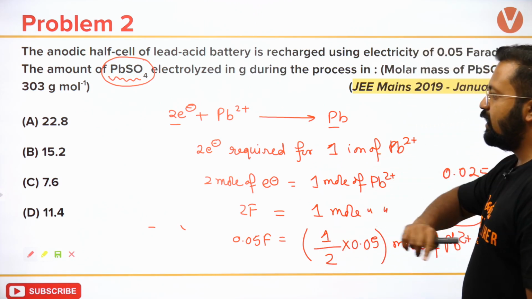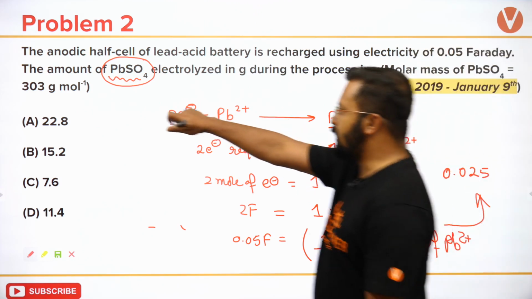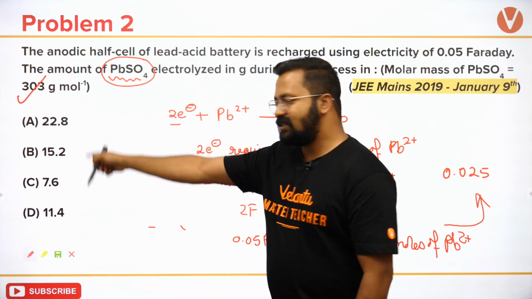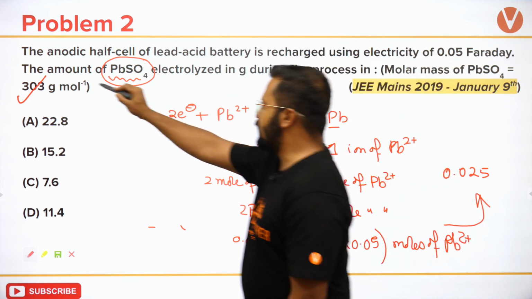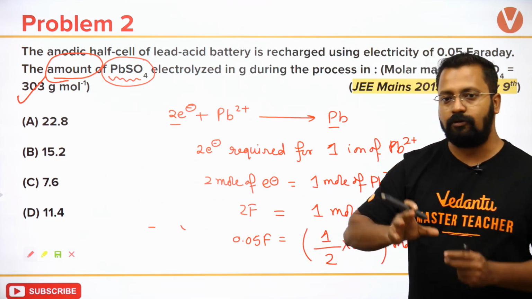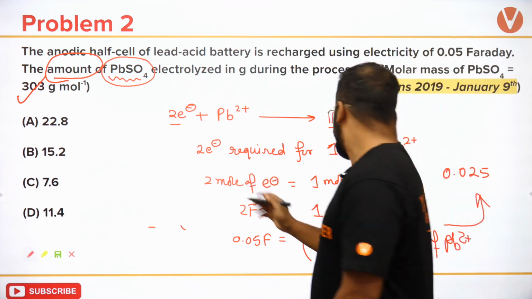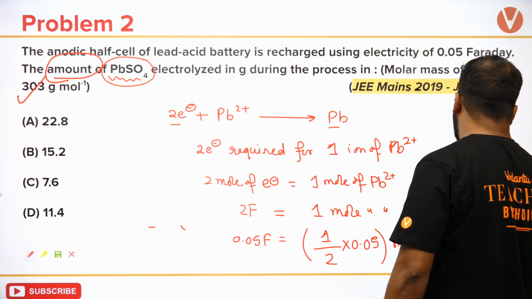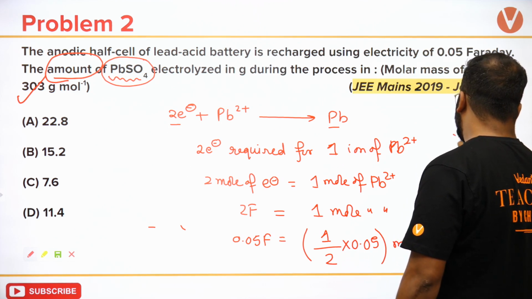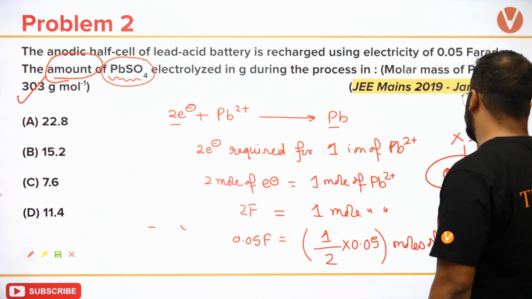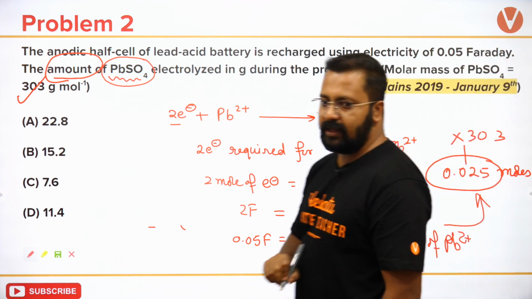So 0.025 has to be multiplied with the mass to get the amount in terms of grams, because they are not asking about moles, they are asking about the amount in terms of grams. This is the number of moles. How do we convert moles into mass? I multiply this with 303.